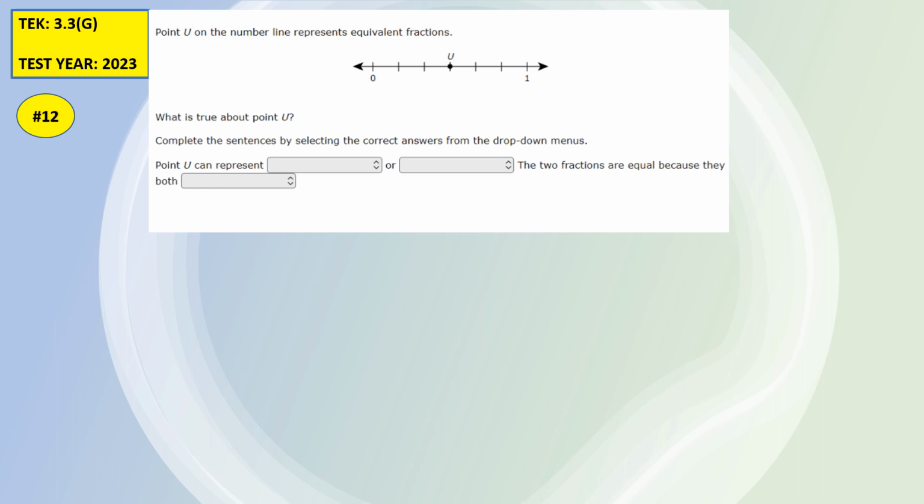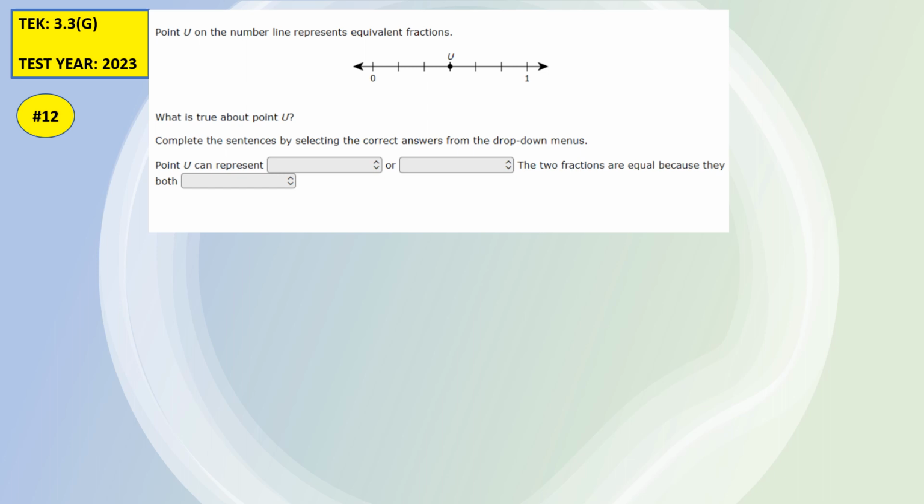So the very first thing you want to do with this question is figure out what unit fraction you're counting by on that number line. So I would take a look at it and start at 0. If you start at 0 and you go from 0 to the first mark, that's 1. Second mark, 2. Third mark, that's where point U is, that's 3. 4, 5, 6. So once you get to the number 1, that's 6 marks, which means you're counting by sixths.